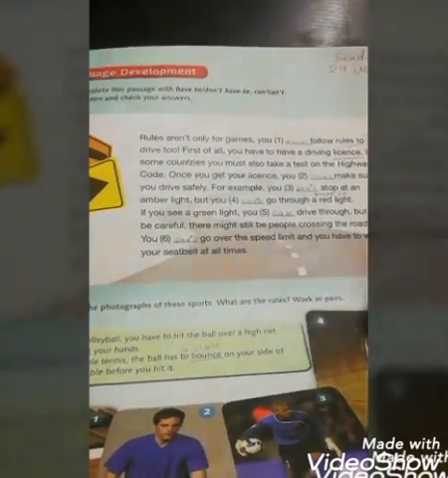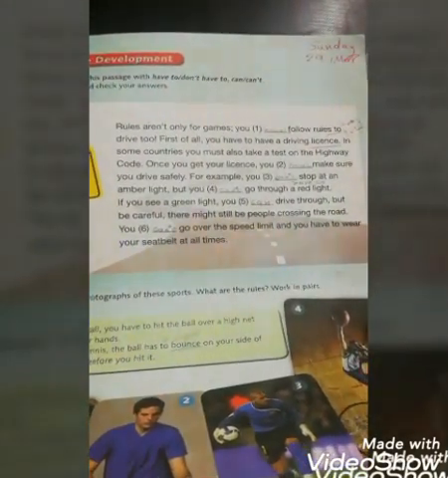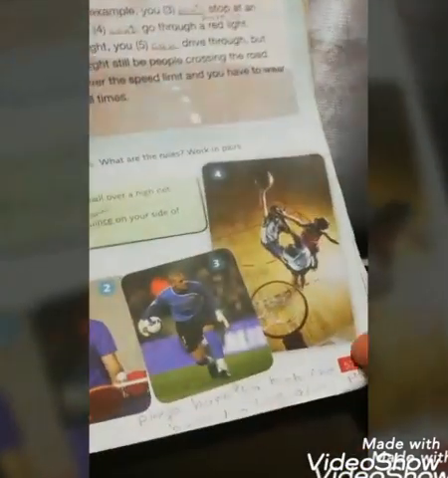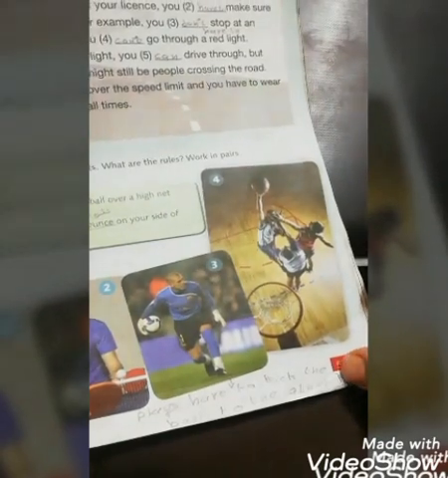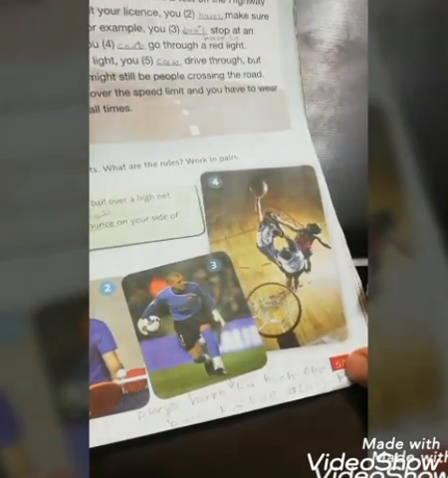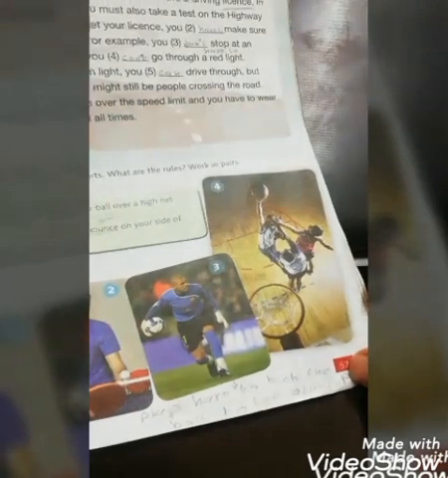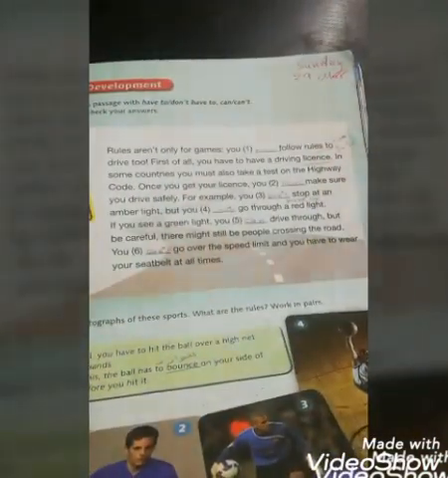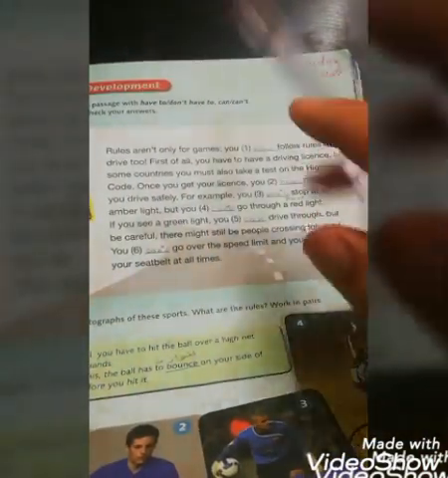Today our lesson is from our student book for 8th grade. Please open your student book, page number 57 and write the date and the day. Today is Sunday, 29 of March.